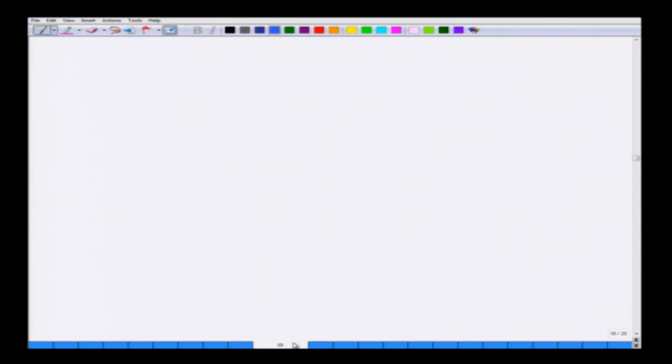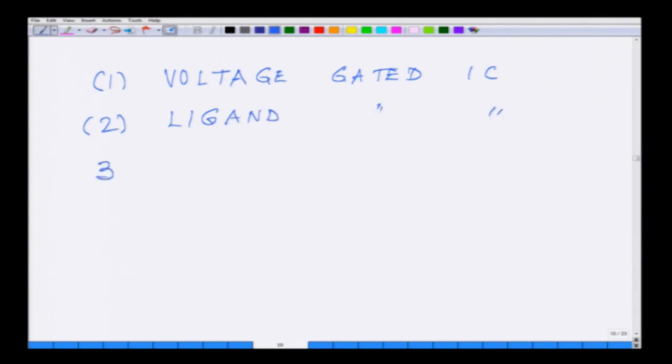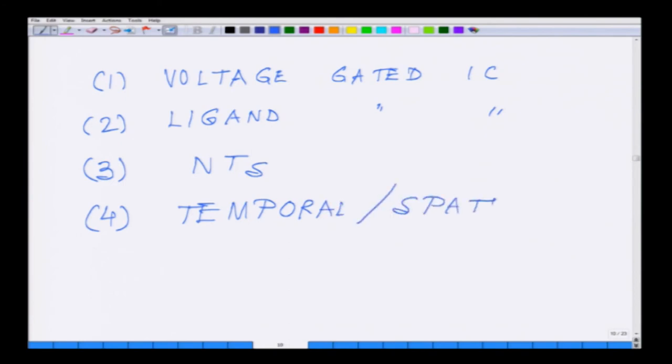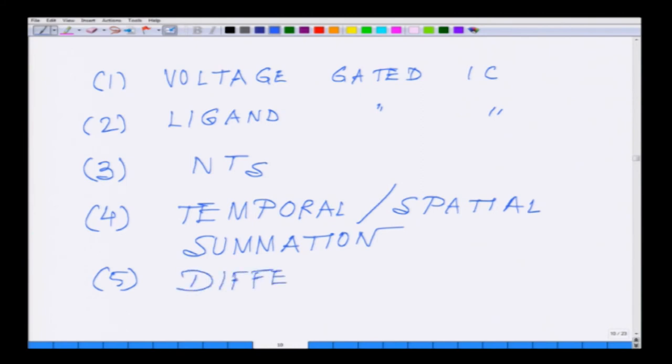So, if you see the different diversities we are talking about: voltage gated ion channels, one; ligand gated ion channels, two; neurotransmitters, three; temporal and spatial summation in the network, that is the fourth. Then you have different morphologies of neurons.